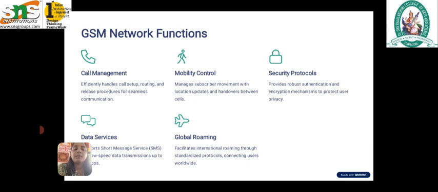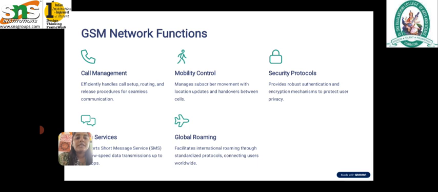The GSM network functions within the global system. The first one is call management. It ensures frequency call divisions that set up routing and call setup for seamless communication. Mobility control manages the subscriber movement between the locations and updates between the mobility control and the user. Data services: short range SMS and data transmission up to 9.5 kbps.